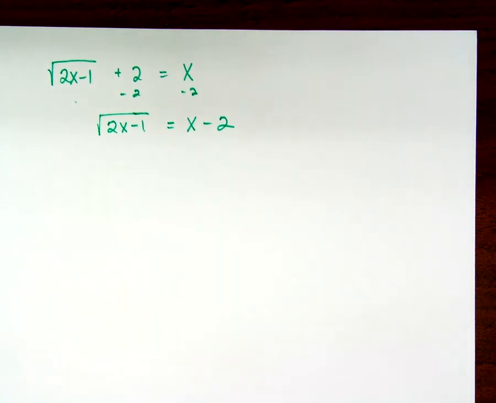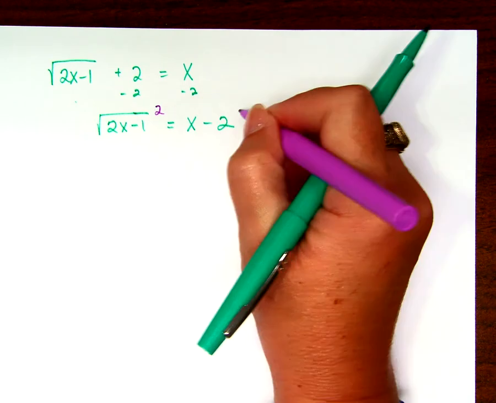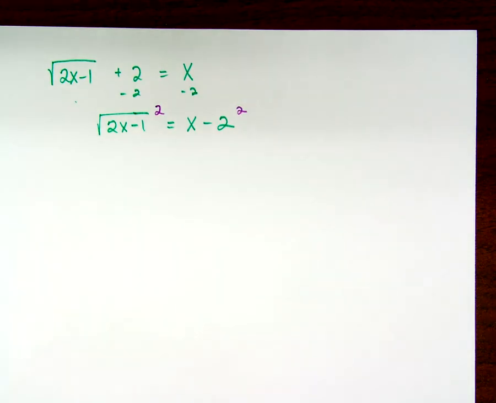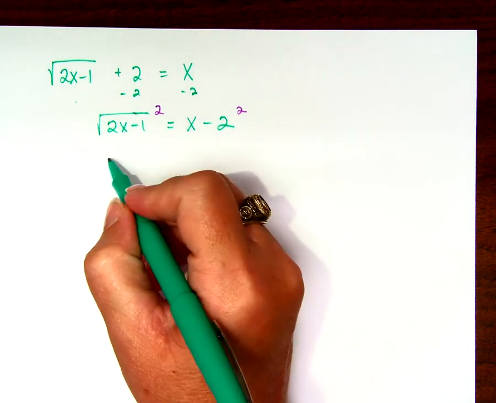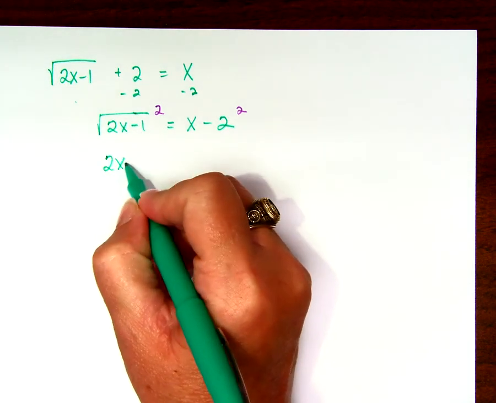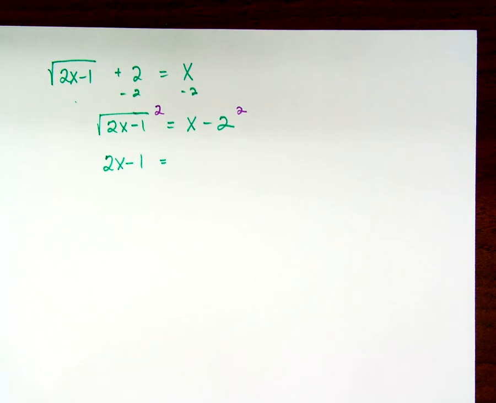Now what do I want to do? Square both sides, right? Keep in mind that I'm squaring both sides. What do I get on the left-hand side? 2x minus 1. What happens on the right-hand side? I square the whole thing, right? So I just get x squared minus 4.